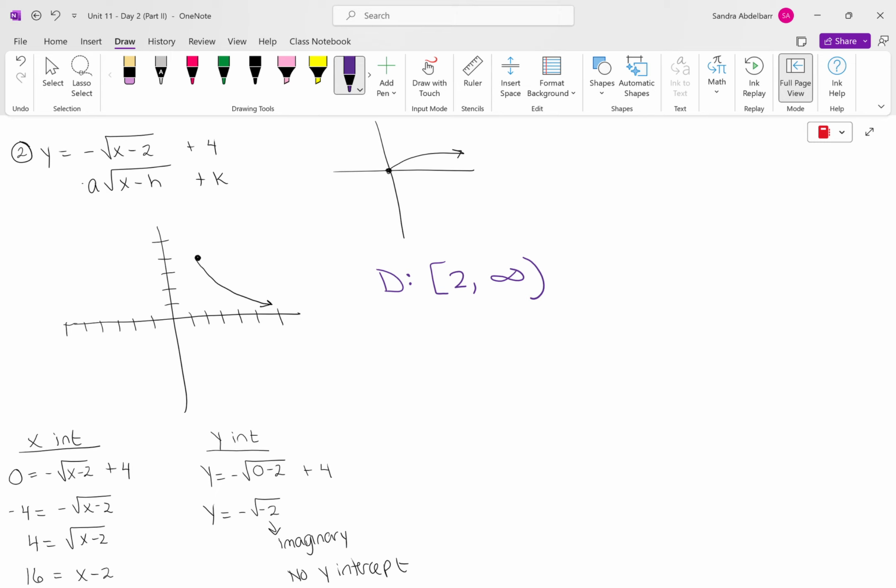All right, and now the range. Well, this arrow shows we're going down forever, right? Since we're going down forever, we're at negative infinity. That's going down, so we're doing negative infinity, and what's our highest point? Was it 2 or 3? 2?